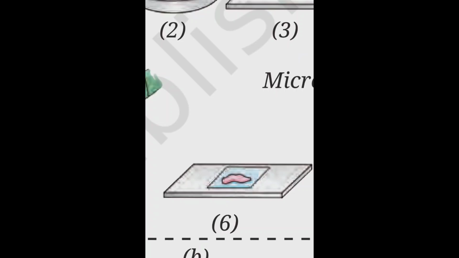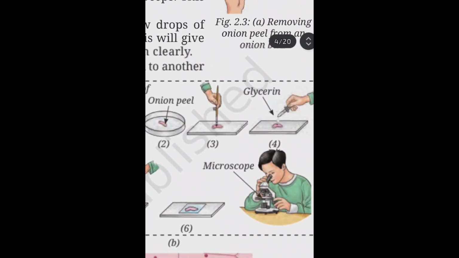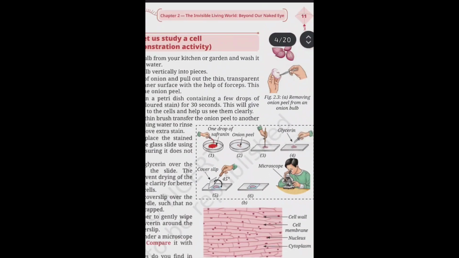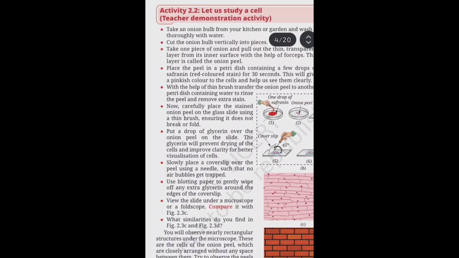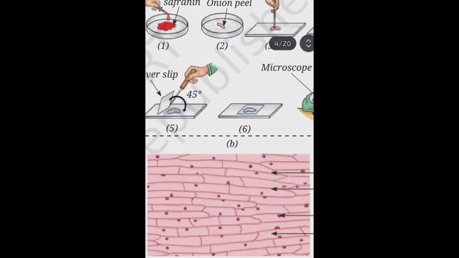Now view this slide under a microscope or a foldscope. Now it is ready for us to observe. You will observe nearly rectangular structures under this microscope. These are the cells of the onion peel, which are closely arranged without any space in between them. You can see the square shaped structures, just like bricks. How bricks are arranged in a building, the cells are arranged to form this onion peel.